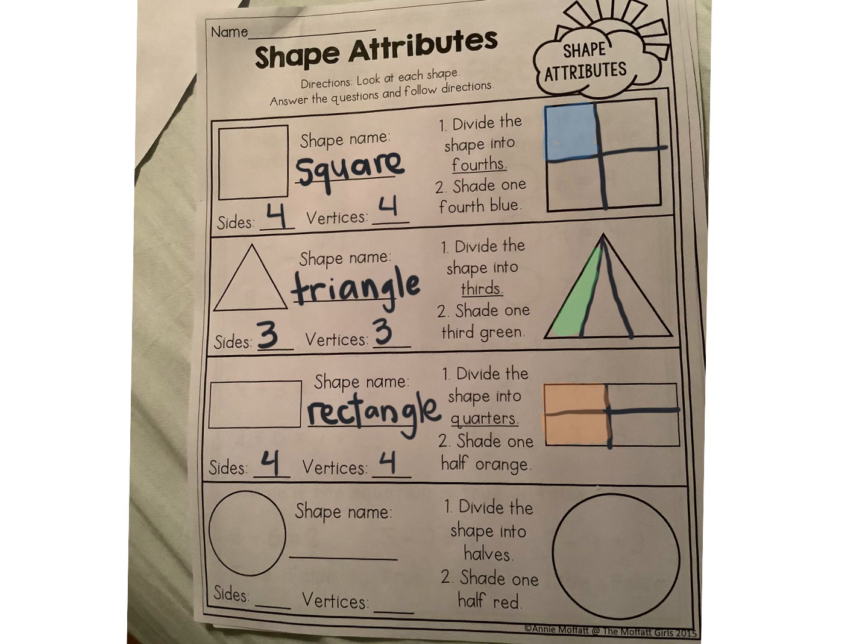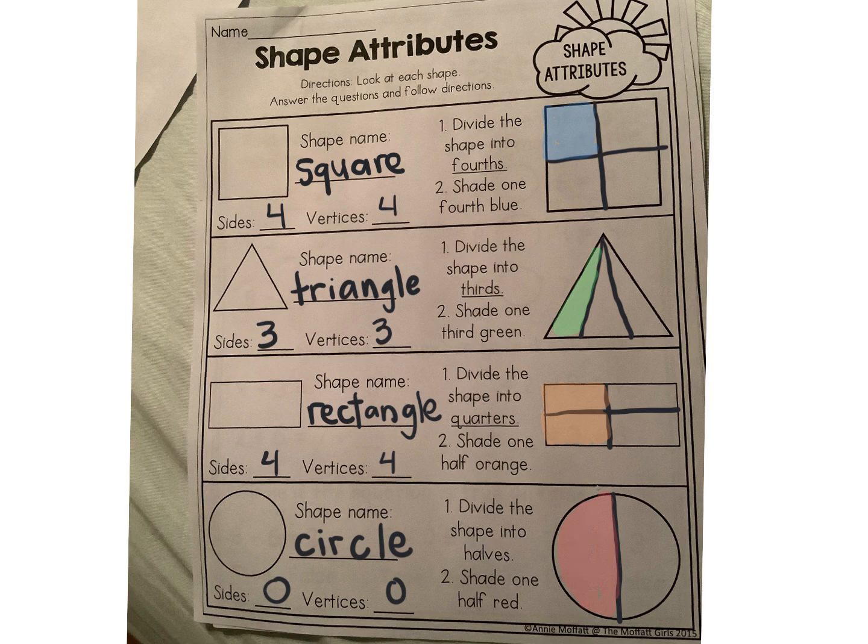Good. And the last one, the name is what? What shape is that? It's a circle. How many sides does a circle have? 0. And vertices? 0. And then divide this one in half and color 1/2 red. So like this. Very good.